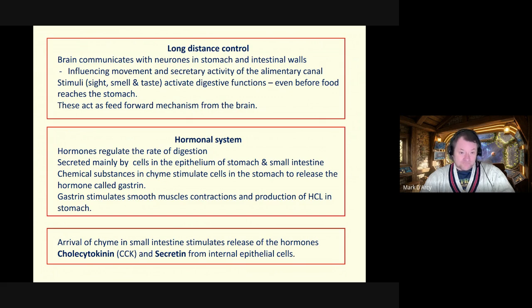Hormonal system. Hormones regulate the rate of digestion, secreted mainly by cells in the epithelium of the stomach and small intestine. Chemical substances in chyme stimulate cells in the stomach to release the hormone gastrin. Gastrin stimulates smooth muscle contractions and production of HCl in the stomach. Arrival of chyme in the small intestine stimulates release of the hormones cholecystokinin, CCK, and secretin from internal epithelial cells.